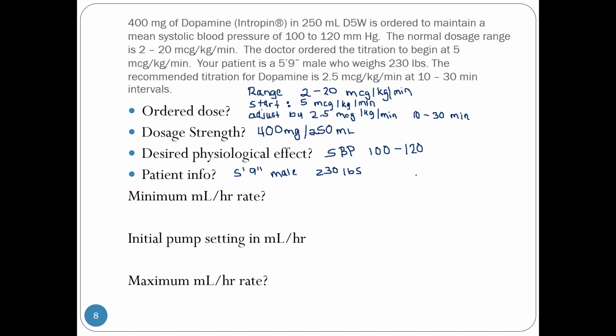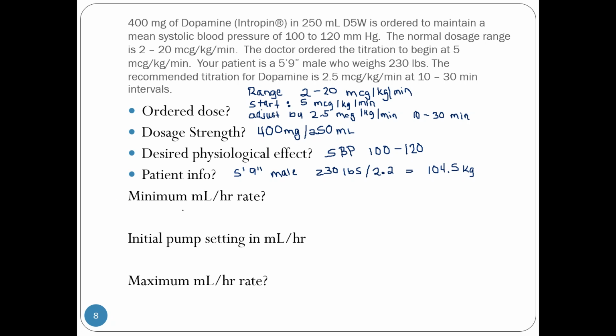So now I'm ready to start my math, and the first piece of math that I need to do is to take the 230 and divide it by 2.2 to convert it over to kilograms. So divided by 2.2 is equal to 104.5 kilograms. And since this is an adult, we are dealing with a weight rounded to tenths. And we have talked about that it is only under 10 kilograms that we would round differently.